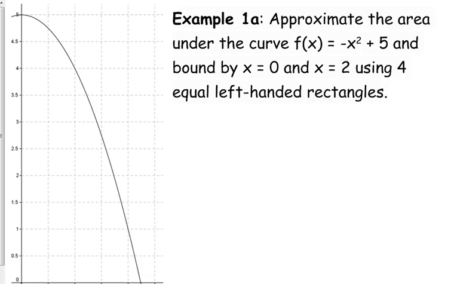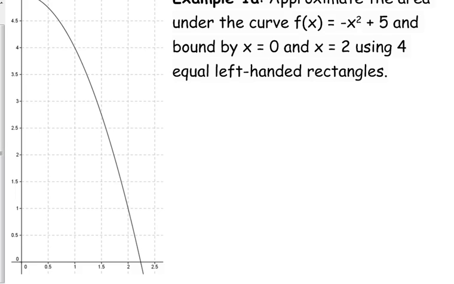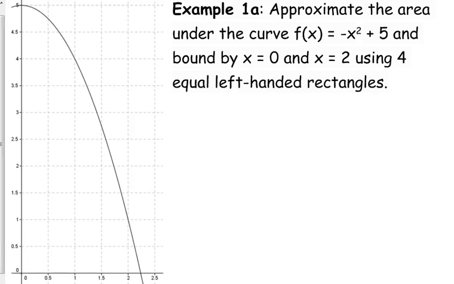Oh, I forgot to change those. Change it to four. On your paper, it says five. But I want it to be four because it's very difficult to split up the interval from zero to two into five equal intervals, right? Let's do four. I apologize. I keep on meaning to fix that every year and I forget.